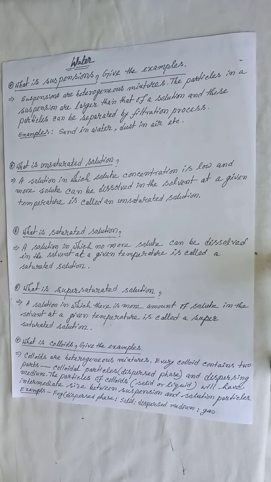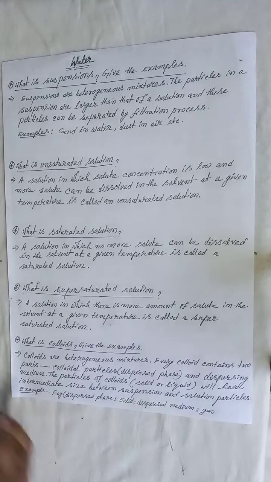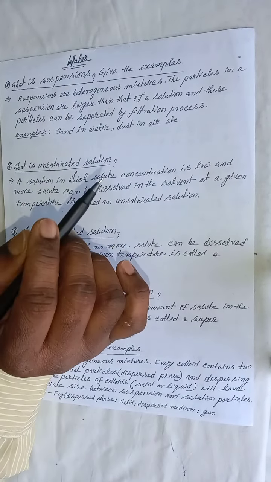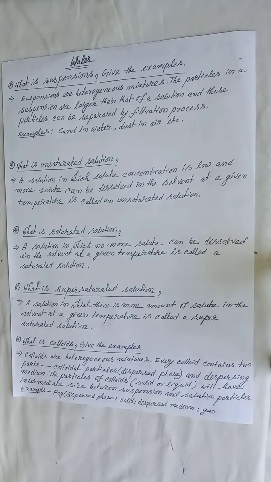What is suspension? Give the example. Suspensions are heterogeneous mixtures. The particles in a suspension are larger than those of a solution, and these particles can be separated by the filtration process. Example: sand in water, dust in air, etc.